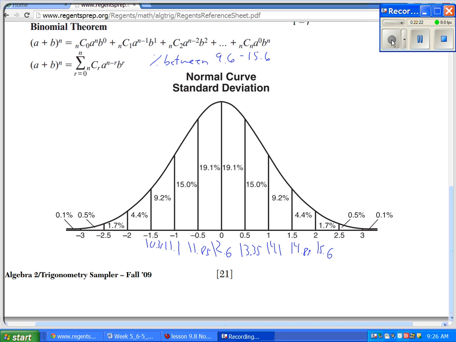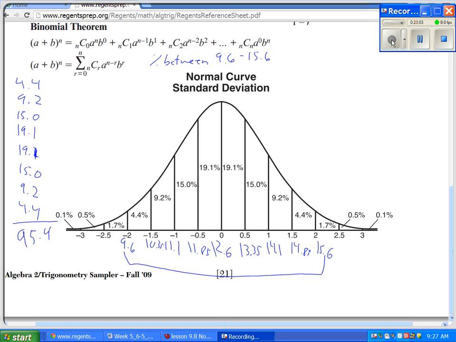10.35, and then 9.6. So my range goes from where to where? What standard deviation numbers? -2, +2, yep. What's the percentage I have in there? Read them off. 4.4, 9.2, 15.0, 19.1, 19.1, 15.0, 9.2, and 4.4. We add them all up and I get 95.4%.